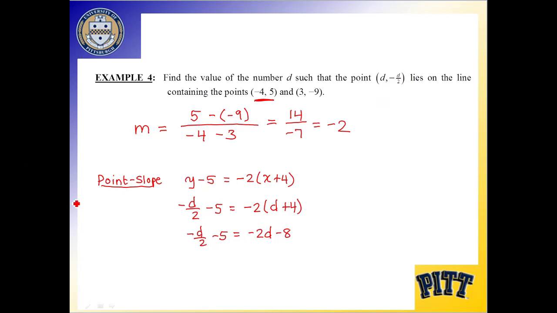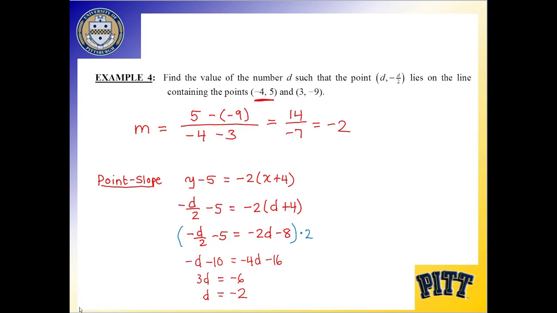I don't like having that fraction there, so I chose to multiply both sides by 2 just to get rid of the fraction and work with non-fractions, at least for the time being. So I get negative d minus 10 equals negative 4d minus 16. I added 4d to both sides as well as added 10 to both sides to get 3d equals negative 6. I want all my d's on one side, all my constants on the other. And then if I solve that equation, I get d equals negative 2.